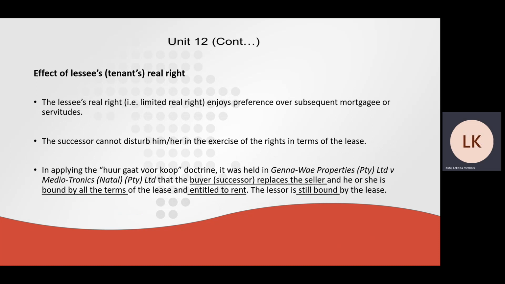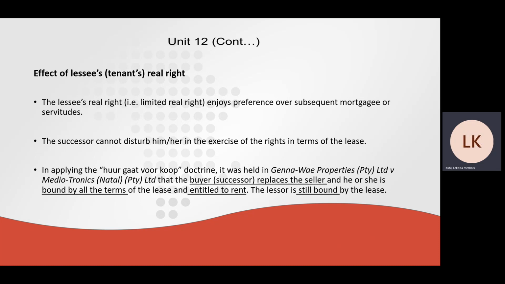Now, the effect of the lessee's real right, or the tenant's real right, is that because it's a limited real right, it's not going to enjoy preference over the mortgagee as well as the servitude holder. Another effect is that the successor cannot disturb the lessee in the exercise of the right in terms of the lease.